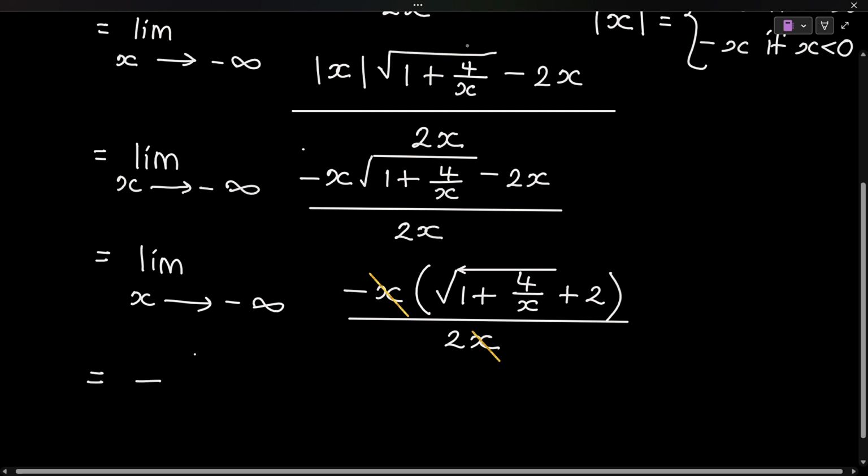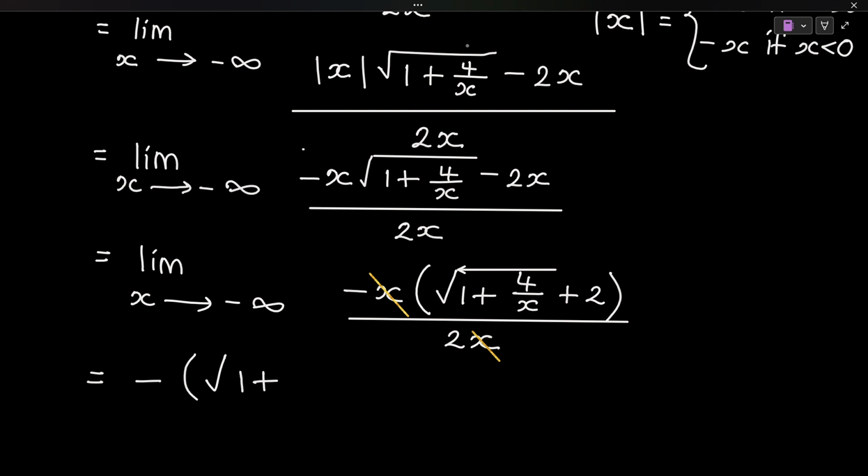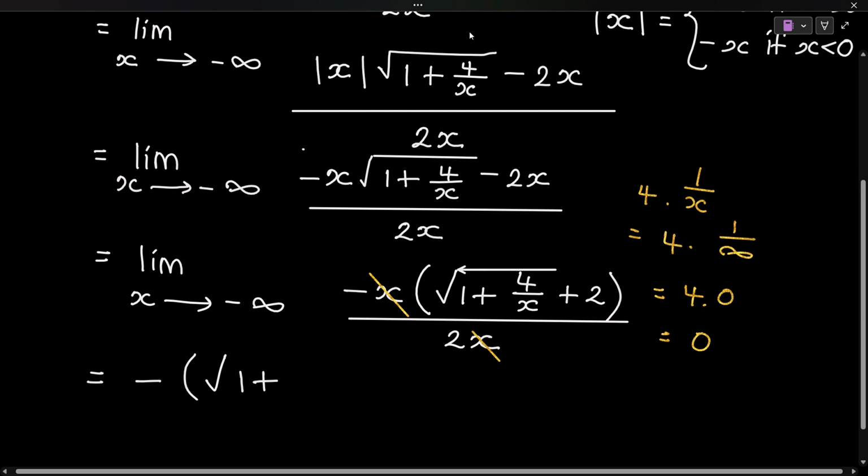So we have negative into the square root of 1 plus. Now, when we substitute negative infinity in place of x, we have 4 over negative infinity. Now, remember from the previous videos that we can break this up as 4 times 1 over x, which is going to be 4 times 1 over infinity, and we know that 1 over infinity is equal to 0. So 4 times 0 is 0. So under our square root, we have 1 plus 0.